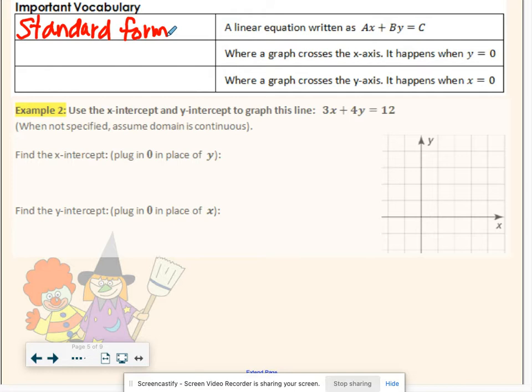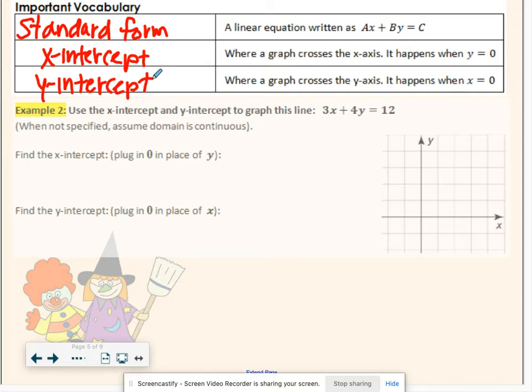Now the place where your line or graph touches the x-axis, you guys know what that's called? It's called the x-intercept. So where a graph touches the x-axis, it's called the x-intercept. And then y-intercept? Yes, perfect. And where you touch the y-axis is the y-intercept. And that's how we're going to use those 2 points to graph our lines.